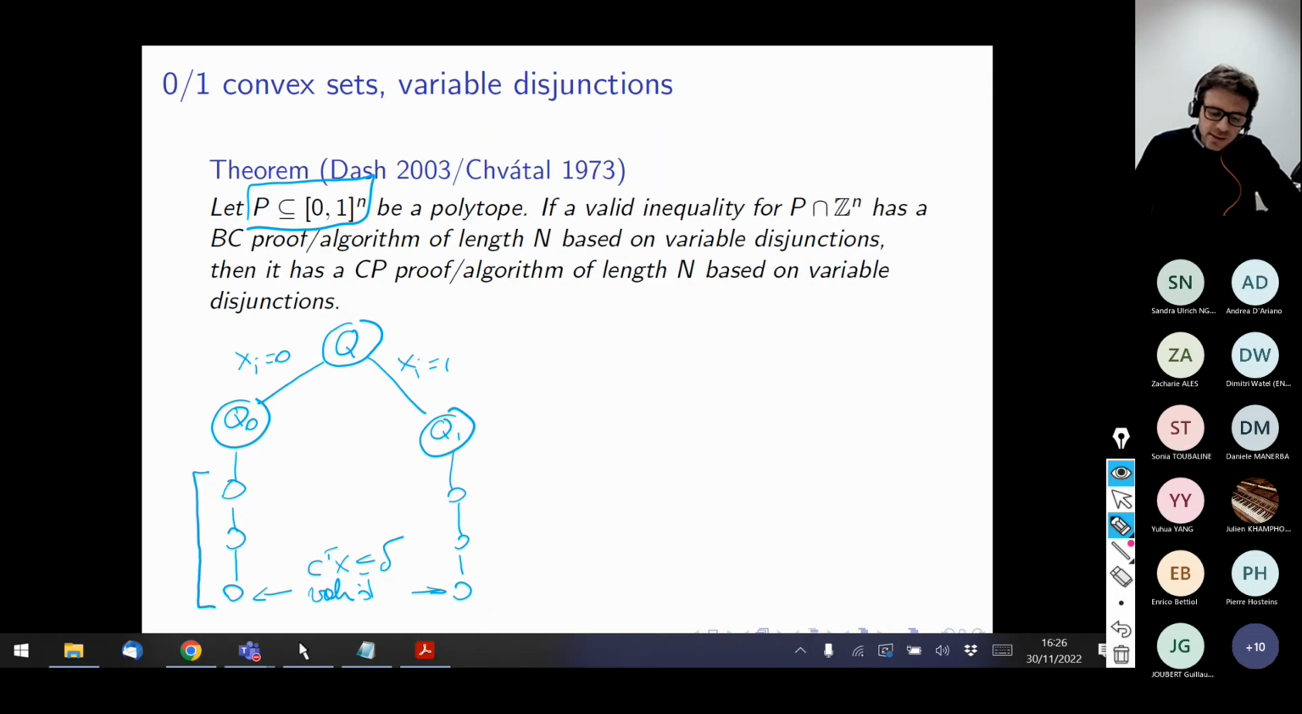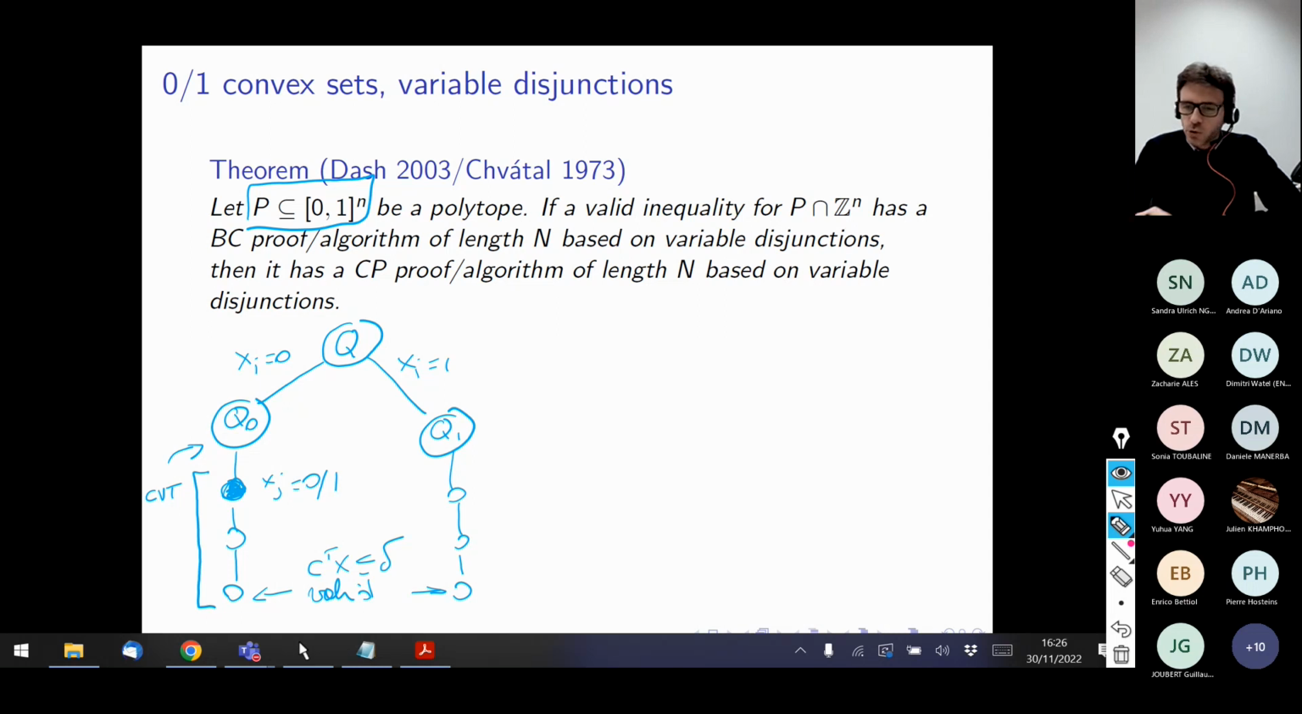Now, the point is, what is this node? Here you are considering the disjunction xj for some j equal to 0 or 1, but you are not doing branching. You are using it to create a split cut. Now, this split cut that you create here is valid only for Q0 and not for Q.